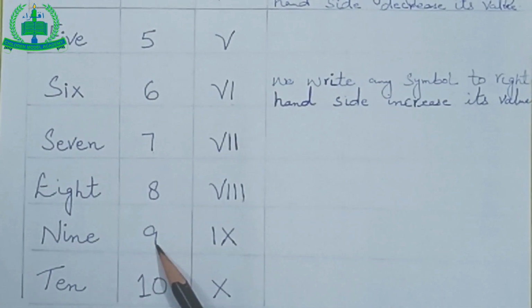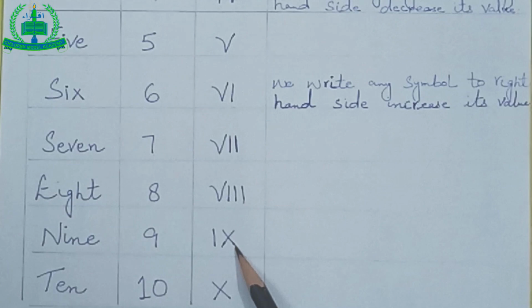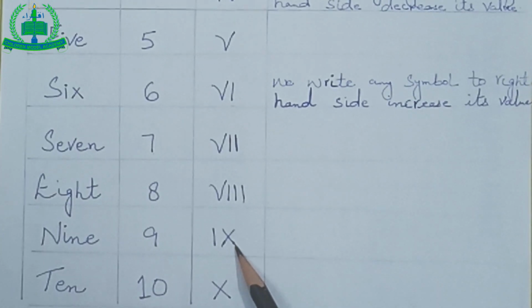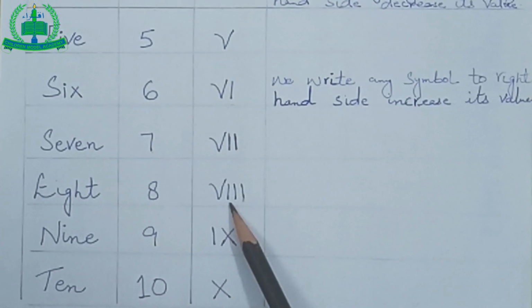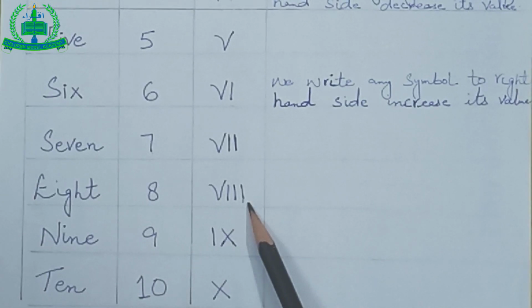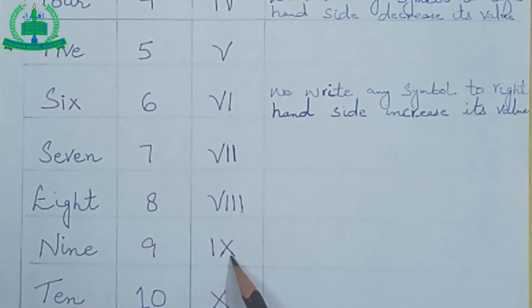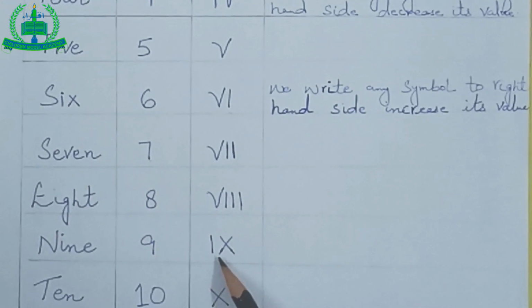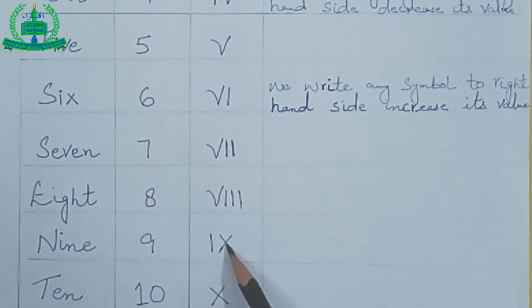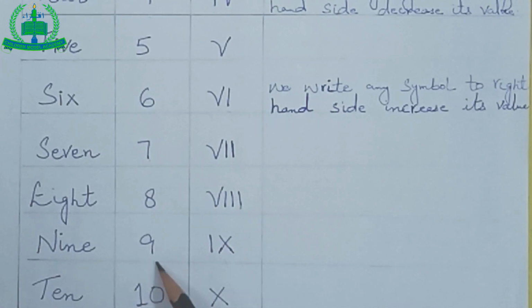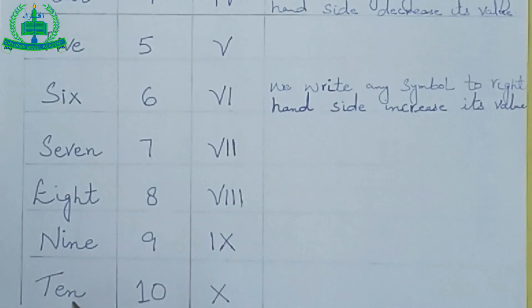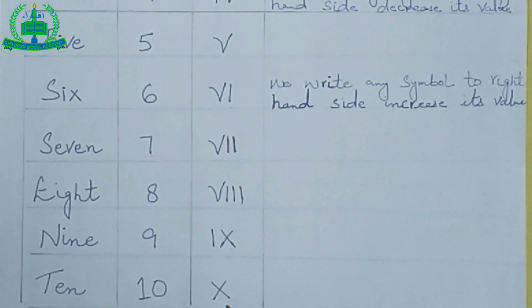9, IX. IX means 9. We can't write any Roman symbol more than 3 times. X is the Roman symbol which means 10. Minus I. 10 minus 1, 9. 10, X.